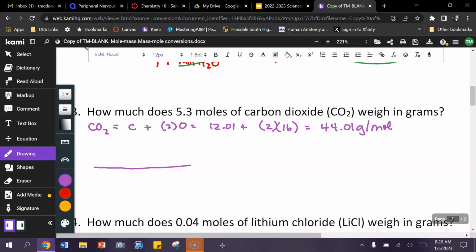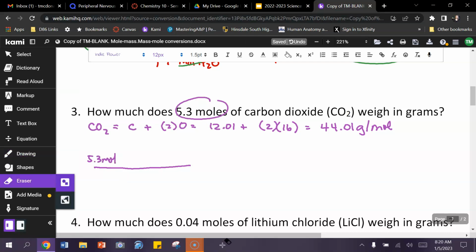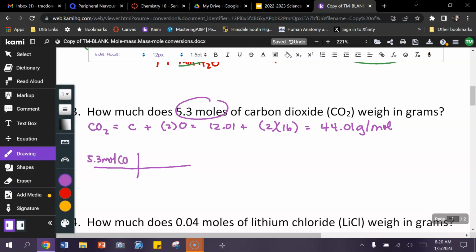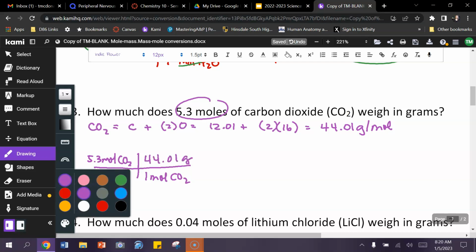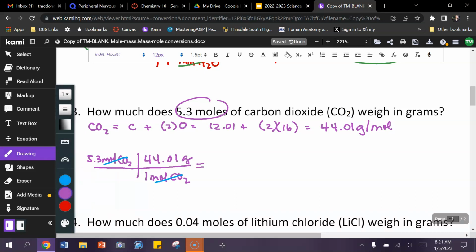Draw your dimensional analysis table. Write what you're given first: 5.3 moles of CO2. Let me just make my section a little bit larger here. I'm going to put 1 mole of CO2 at the bottom, and on top I put the molar mass, which is 44.01 grams. Cross out moles of CO2 because it's on the top and the bottom of our dimensional analysis table, and now we're going to multiply our numbers across the top. 5.3 times 44.01 divided by 1.